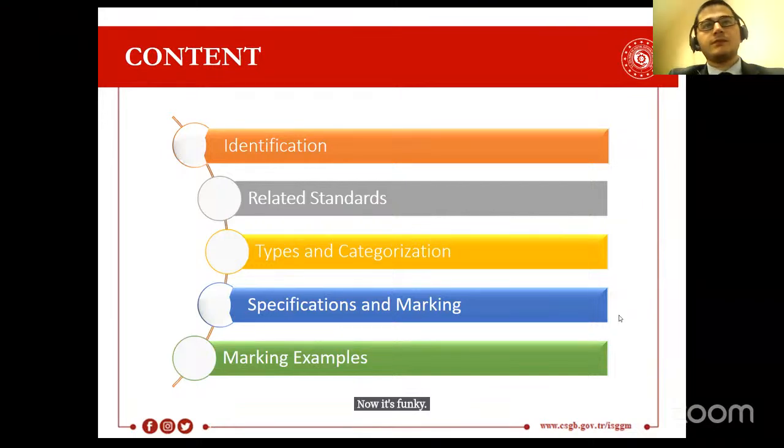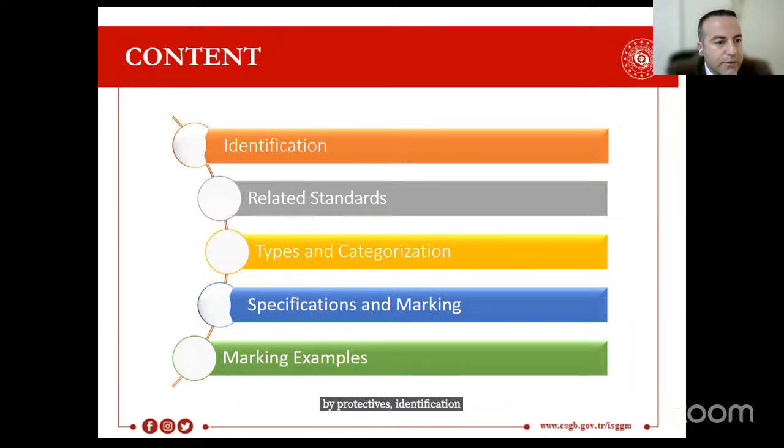Okay. And the contents for eye protectives: identification, related standards, types and categorization, specifications and marking, and examples of marking.